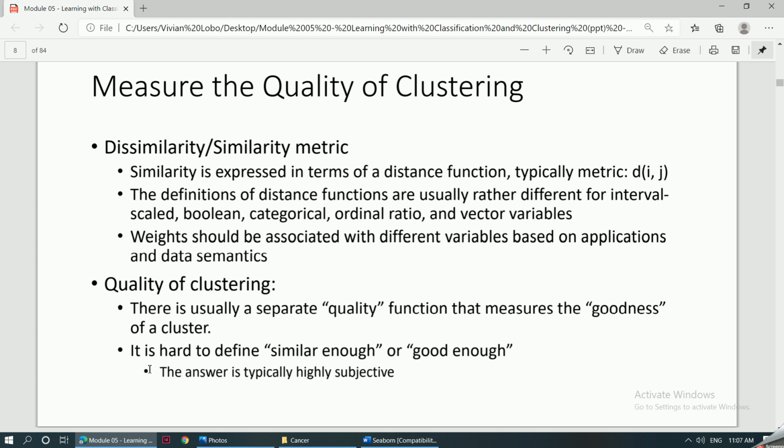The definitions of distance function are different for interval scaled, Boolean, categorical, ordinal and vector variables. Weights should be associated with these variables based on applications and data semantics. So there is no specific way of saying whether a cluster is good or bad. It totally depends upon the similarity measure, which helps us identify the goodness of a cluster. So it is hard to define a similar enough or good enough cluster. The answer to whether a cluster is good or less efficient is totally subjective.